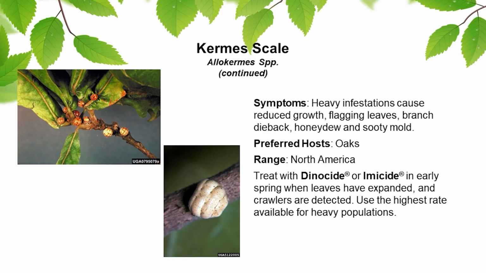Heavy infestations of Kermes scale can cause reduced growth, leaf flagging, branch dieback, honeydew, and sooty mold. Oaks are the preferred host of Kermes scale. They can be found throughout most of North America.